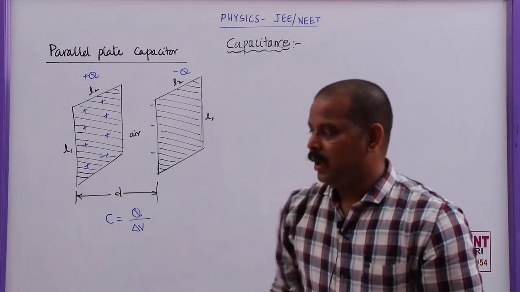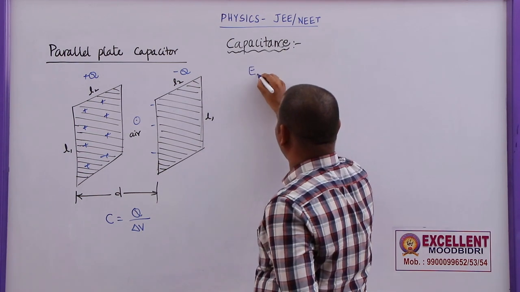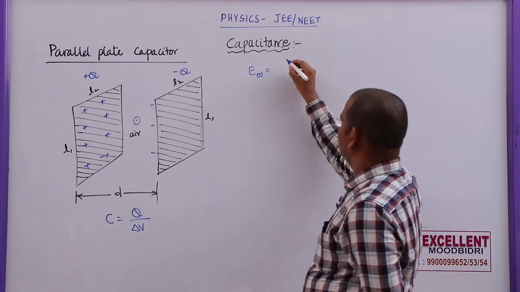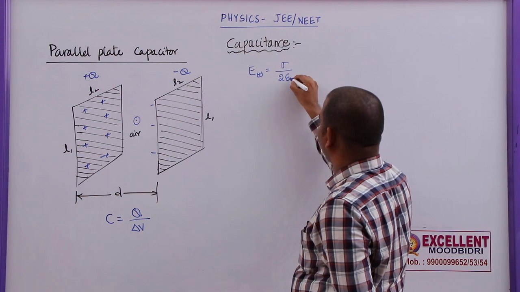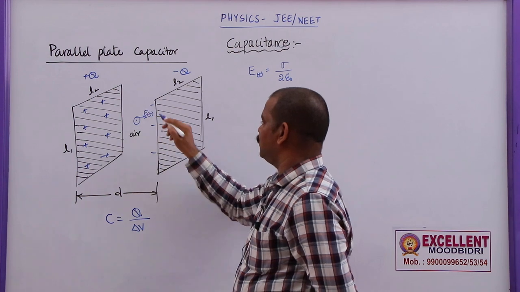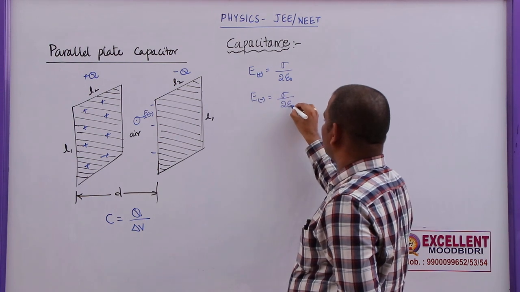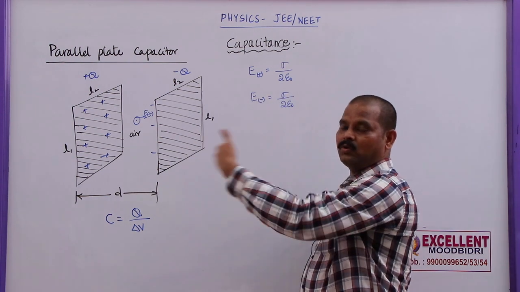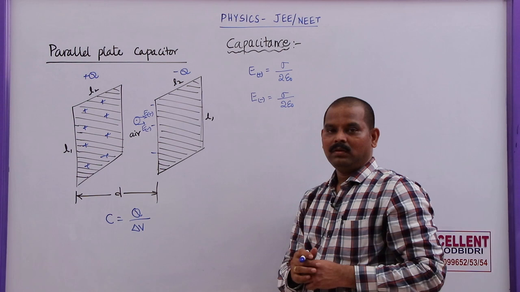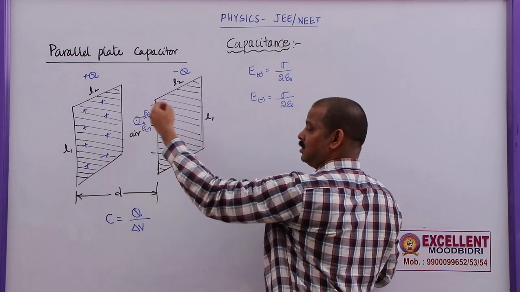As usual, if you take any point between these two plates, we know that the electric field due to the positive plate, as it is a thin plate, is sigma by 2 epsilon naught. Here the electric field due to the positive plate will act in this direction, this is E plus. Similarly, the electric field due to the negative plate is sigma by 2 epsilon naught, also towards the negative plate. That means both fields at this point are equal in magnitude, sigma by 2 epsilon naught, and also act in the same direction.